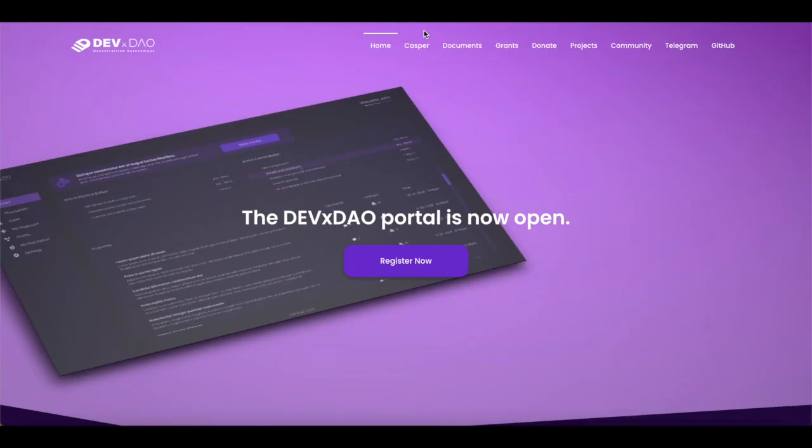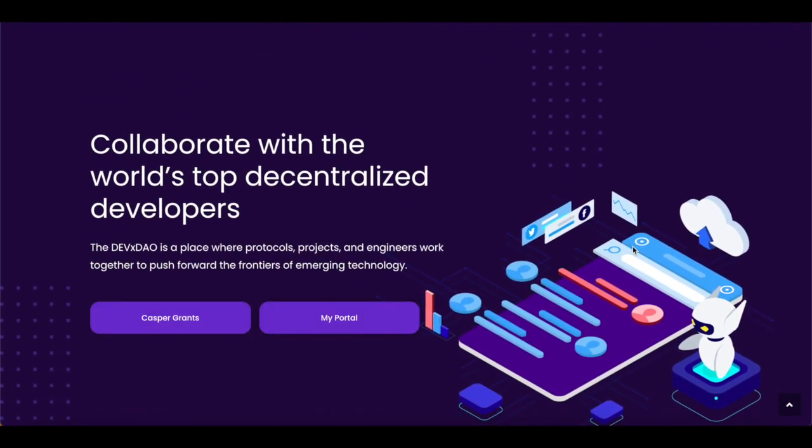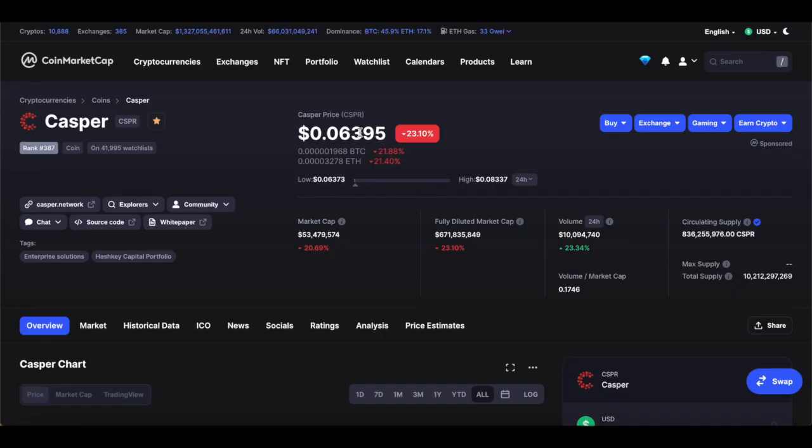So this is actually the portal for Casper grants, and it's actually really interesting how you can get some more information on what they actually do. So for instance, collaborate with the world's top decentralized developers. So Casper is a place where protocols, projects, and engineers work together to push forward the frontier of emerging technology.